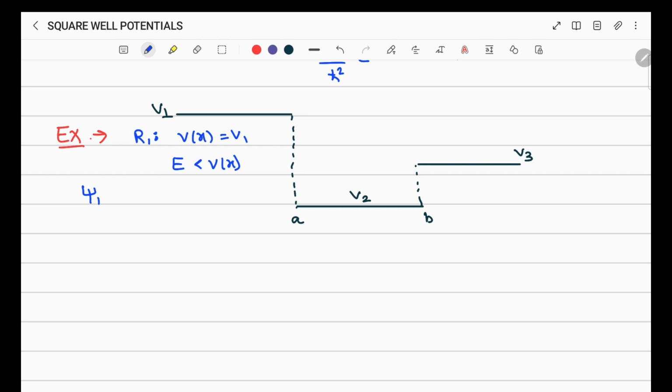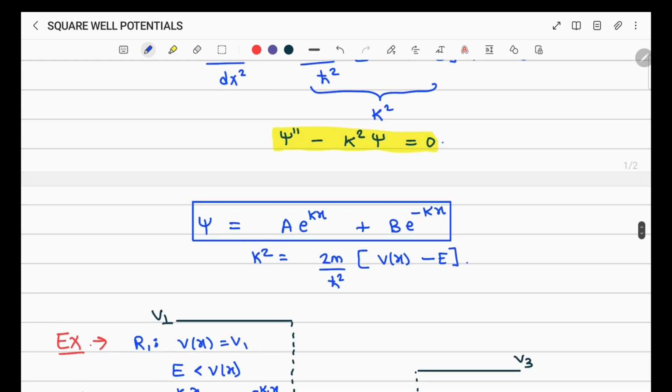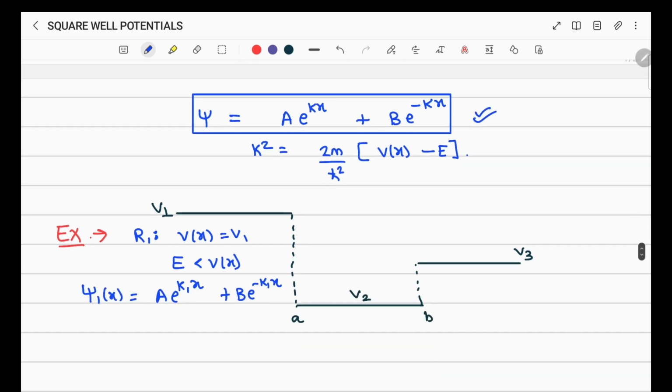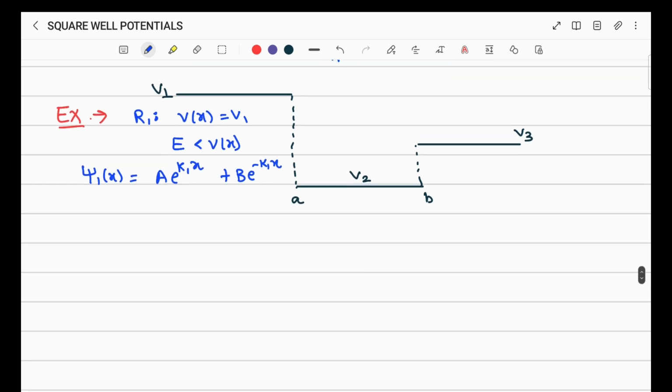Now what if my energy is less than V(x)? Then you know that psi1(x) will be A e to the power k1x, k1 because I am writing in region 1, plus B e to the power minus k1x. You don't need to solve this directly, because you know the result: if the energy is less than the potential value in some region, this is the form of wave function which your particle will follow. And k1 square will be 2m over h cut square times V1 minus E, which needs to be positive.